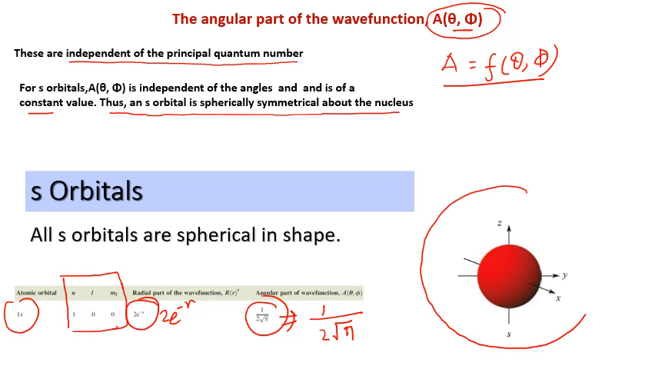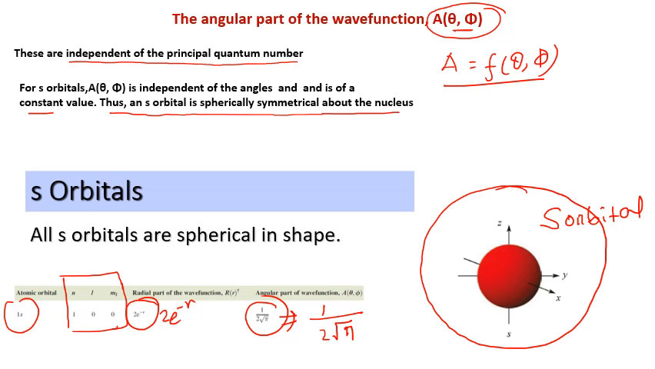Now, how can you know the shape of the orbital? The shape of the orbital originates from the angular part of the wave function. The angular part of the wave function is spherically symmetric in nature, so it does not depend on any theta and phi value. So this is the s orbital, and it is spherically symmetric in nature about the nucleus.